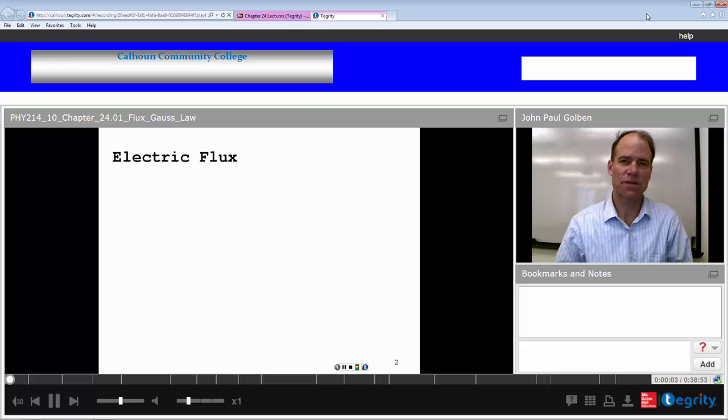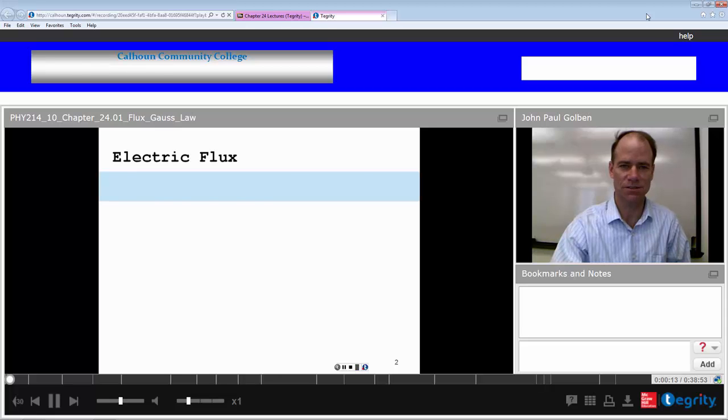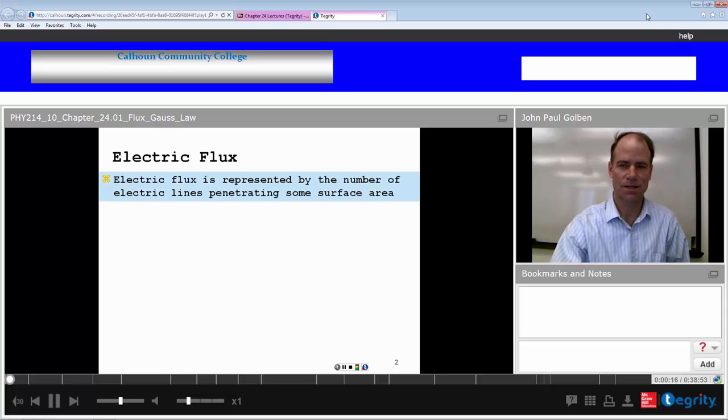Now that you have some experience with electric fields and forces, we'd like to introduce a concept called electric flux. You probably already have some kind of intuition for what this is, as you'll see in a moment. Electric flux is represented by the number of electric field lines that will penetrate some surface.